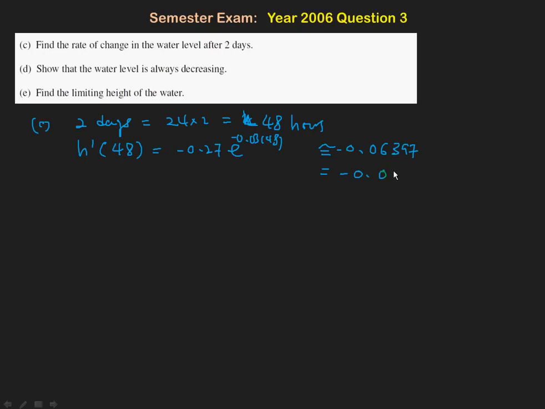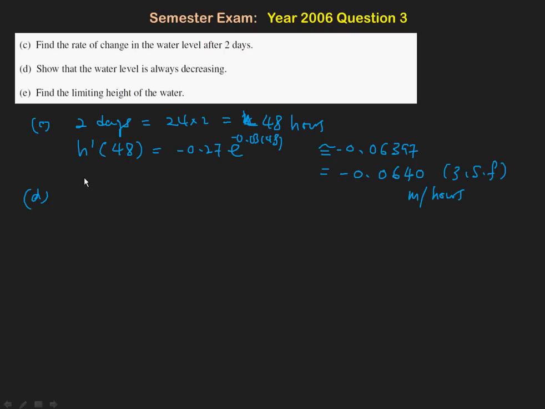So negative 0.0640, 3 SF. If it's not told explicitly, you just leave your answer correct to 3 significant figures. Of course, don't forget the unit. That will be meters per hour. It shows the water level is always decreasing.